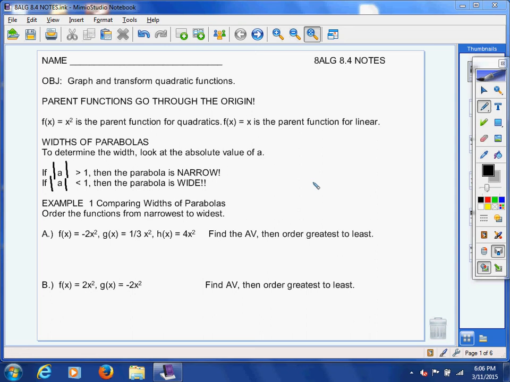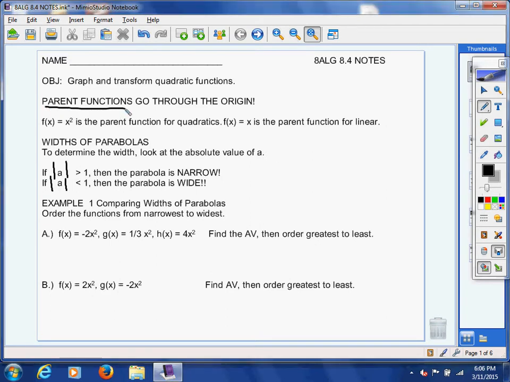We're in 8.4 today, and we are going to talk about graphing and transforming quadratic functions. We actually have been graphing and doing a great job on that. I hope you feel confident and are practicing lots and lots in class. Just a quick reminder about parent functions.